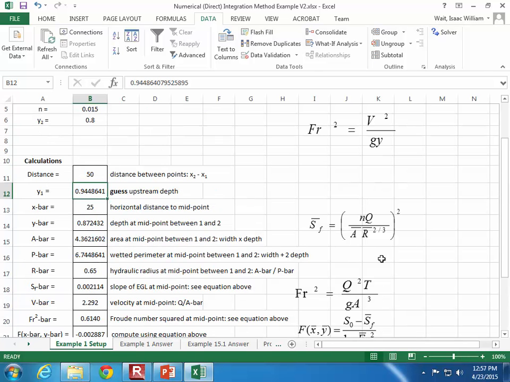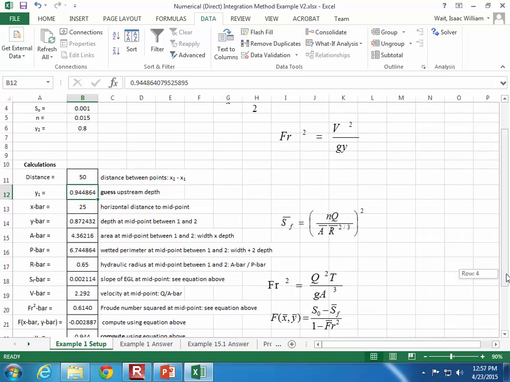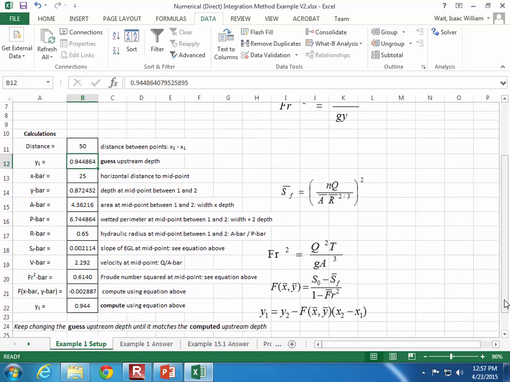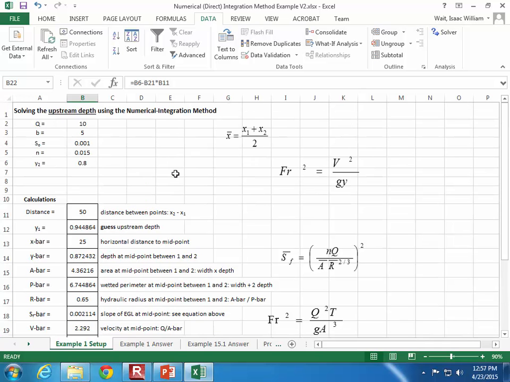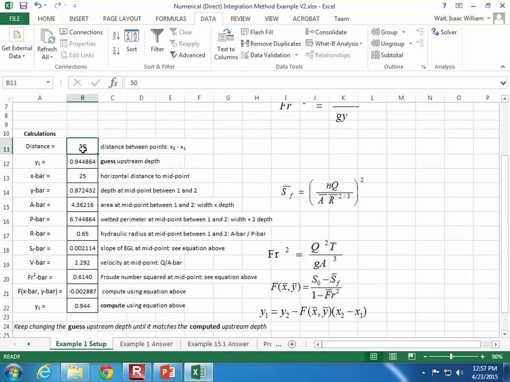And so how do you suppose you would use this approach where you have actually a known depth at 1 and 2? Well, in that case, the unknown is the distance. And so you're just going to keep playing around with various distances until your guess value and your computed value are the same. Okay? So it's not hard at all. You can just still use goal seek.